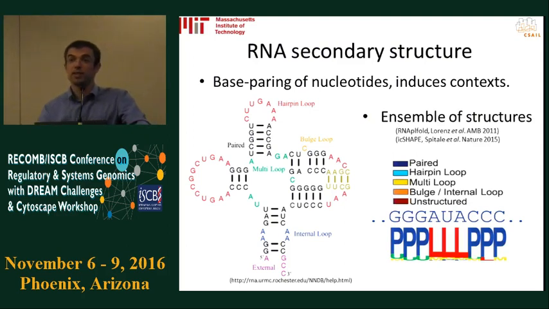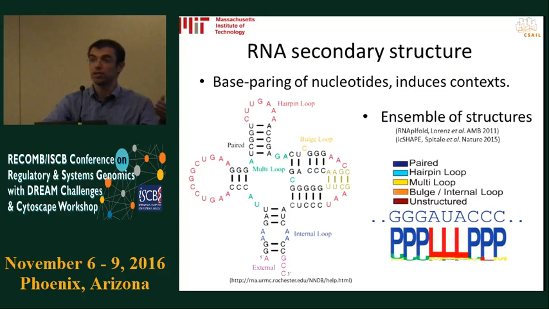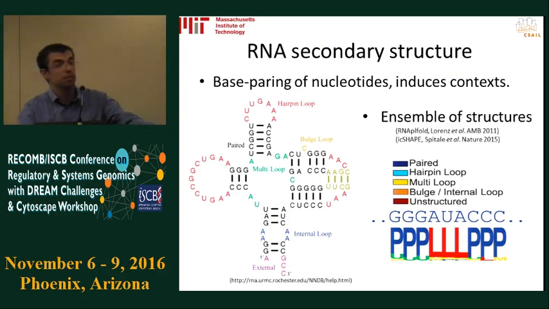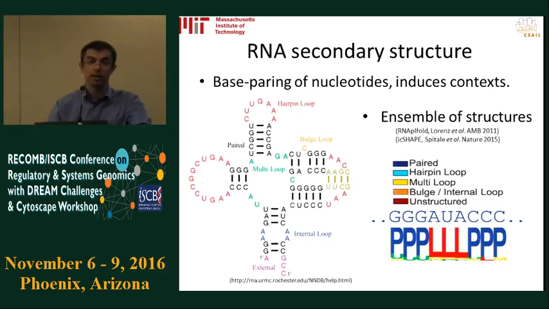One way to represent the ensemble of possible structures is using aggregated probabilities. By that, I mean that for each nucleotide, we now consider a probability of being in any one of these structural contexts. For example, we can measure them using an experiment, such as ICSHAPE, and get a probability of a nucleotide to be paired or unpaired. Or we can run RNAplfold from the Vienna package and get the distribution over five different structural contexts. So this is how we represent the ensemble of structures that an RNA molecule may be found in.